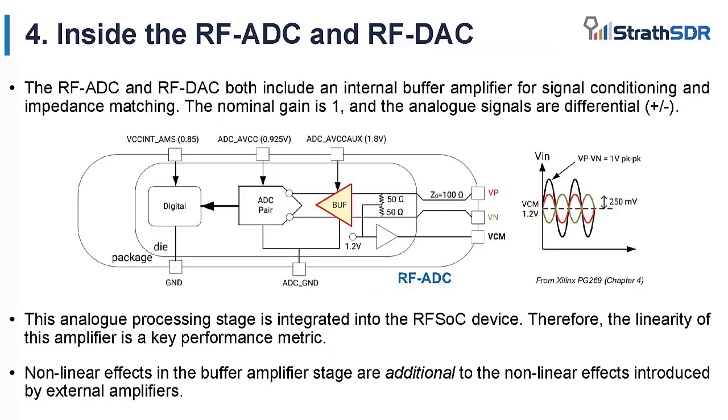Within the RFSoC device itself, the RF-ADC and RF-DAC blocks include internal buffer amplifiers. These are designed for high signal fidelity, and although their effects would be additional to those introduced from external amplifiers, it's expected that the external amplifiers would be the chief source of non-linearity in the system.